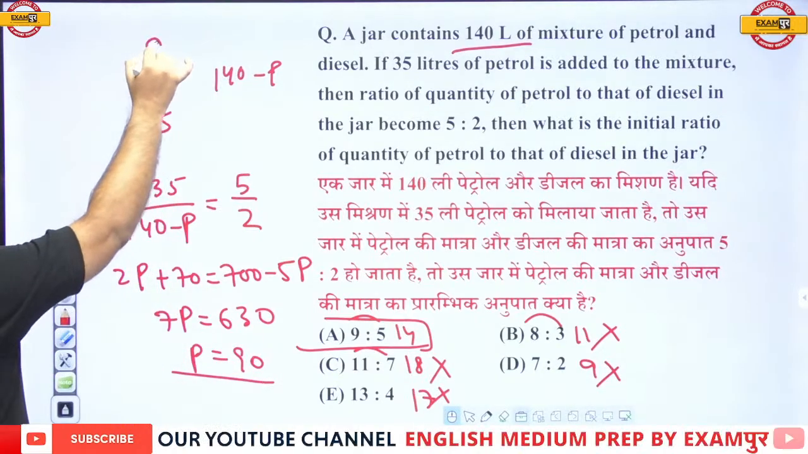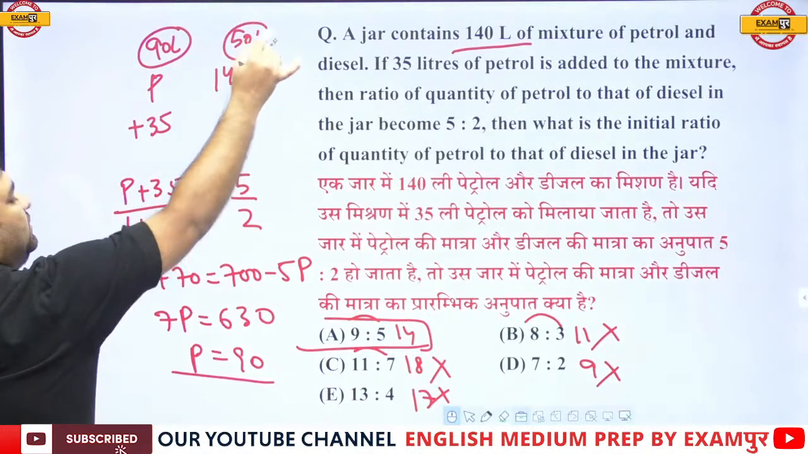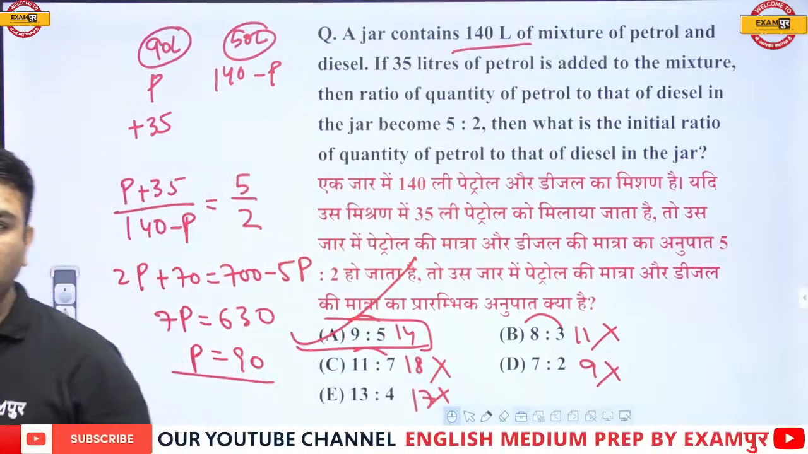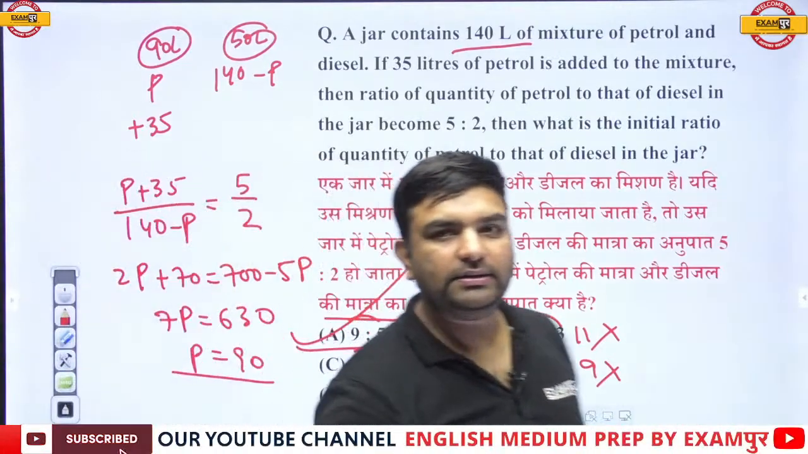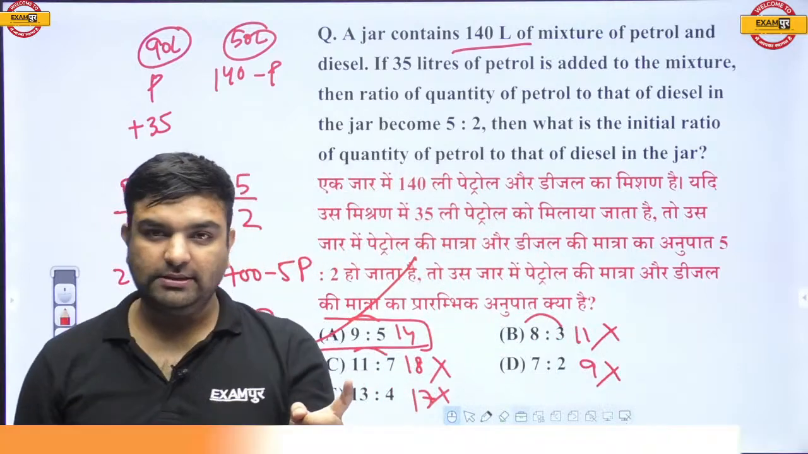If petrol is 90 liters, then diesel is 50 liters. The ratio 9:5. This is also brilliant, guys. It was basic, but not that difficult.